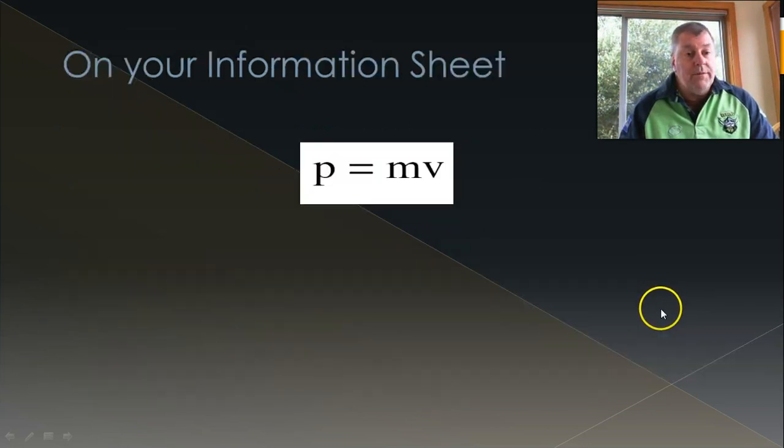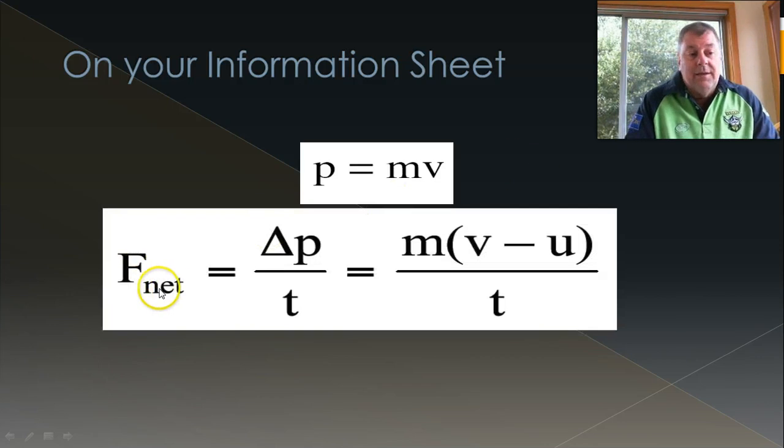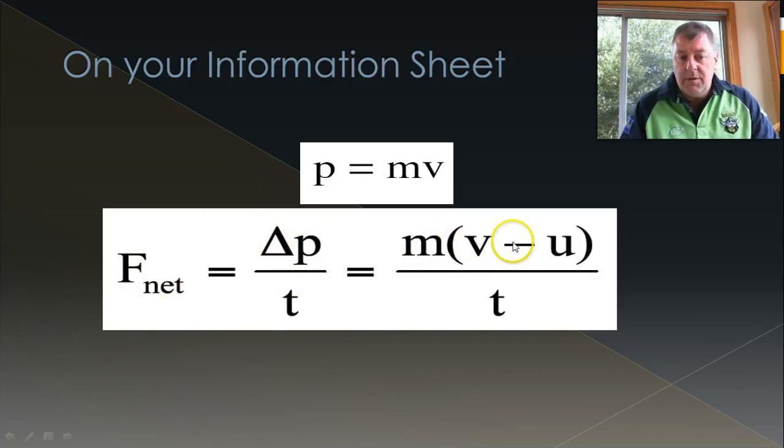Okay, the greater the force and the shorter the period of time, the greater the change in momentum. So on our information sheet, you're given P equals m times v, our momentum formula. You're also given F net. That just means the sum of all forces equals the change in momentum divided by t, and then the change in momentum is expanded to m times v minus u, which you could then expand another step further, saying mv minus mu divided by t.